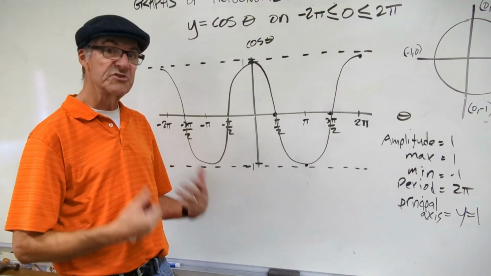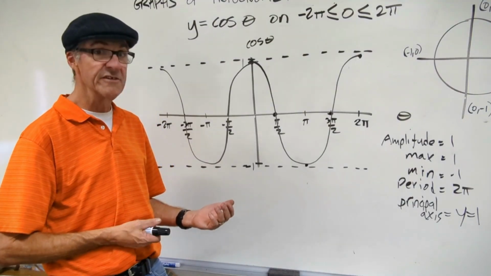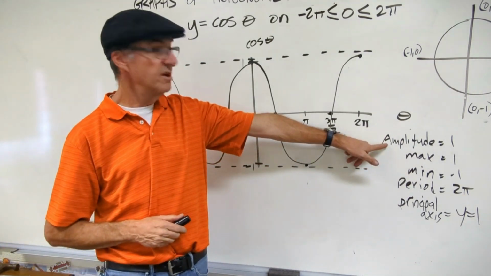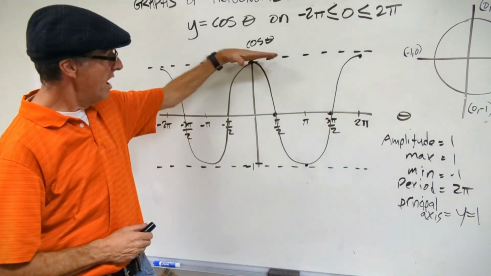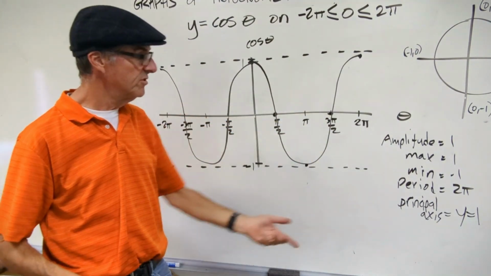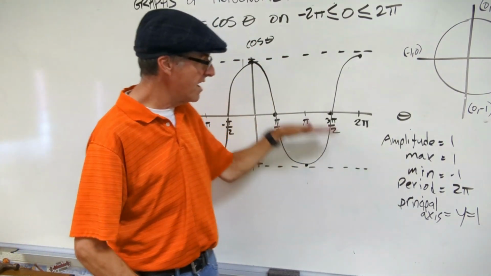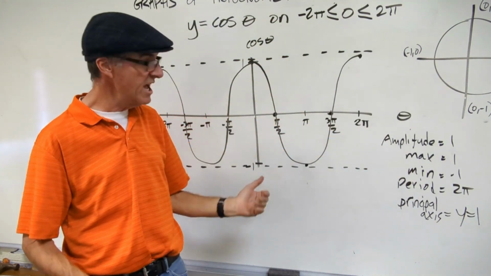All right, let's take a look at those parameters we put up for the sine curve. And indeed, they're the same for the cosine curve. The amplitude is 1. We're just 1 up or 1 down. That's our amplitude. Our maximum is 1. That's as high as we ever get with cosine. Our minimum is -1. Again, that's the lowest we ever get with cosine.